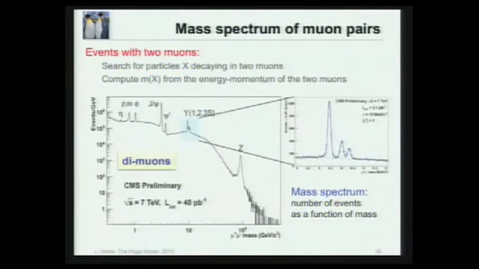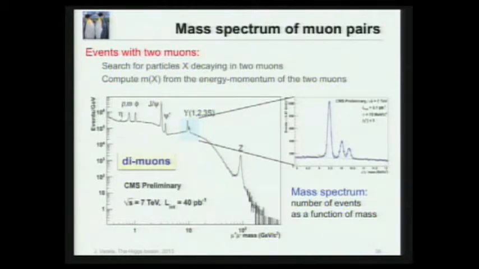Why don't I see the X here? Well, because the probability to produce the X is very small, and here I have fluctuations. The statistical precision is not enough to see the X here. So this is the problem.